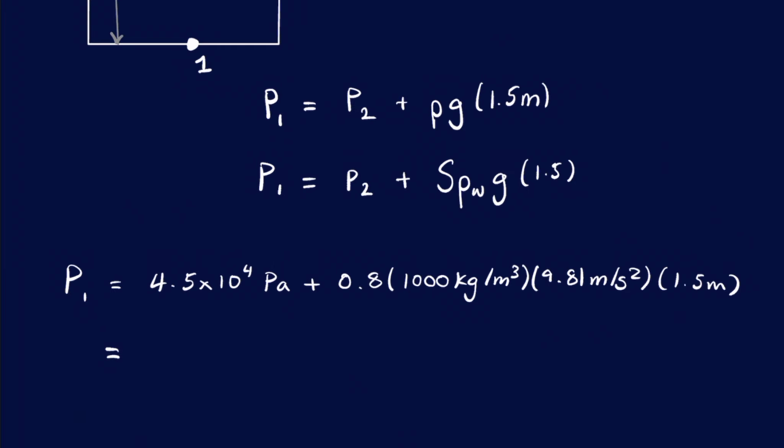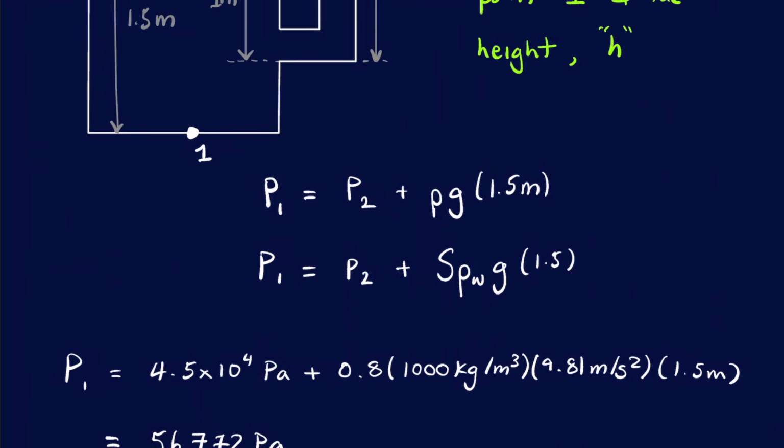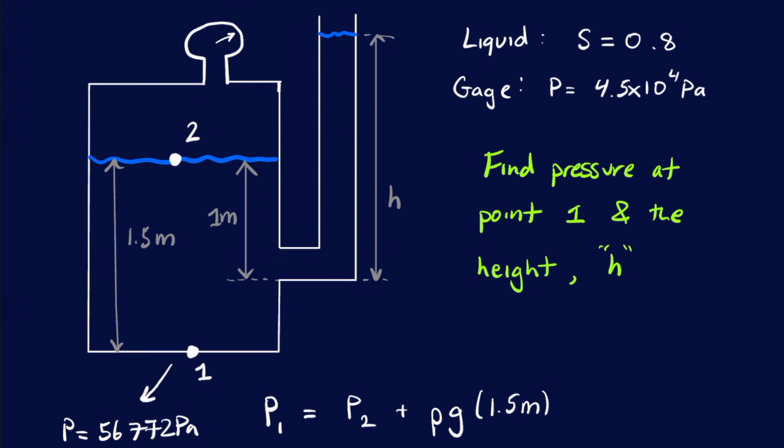So if we take these numbers and put them in on our calculator, we will get 56,772 pascals. So that is the pressure at the bottom of the tank. So now we just need to find out how high the water has traveled up the tube due to the pressure in the closed tank.